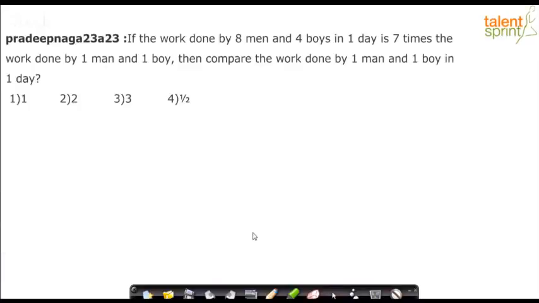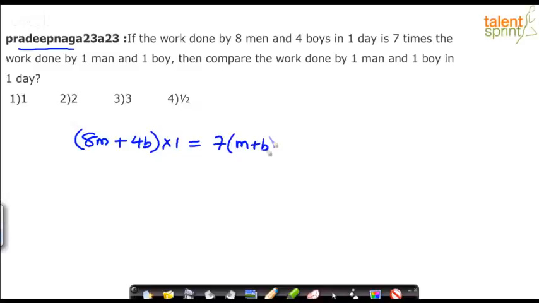Next one. If the work done by 8 men and 4 boys in one day is 7 times the work done by 1 man and 1 boy, then compare the... Pradeep, I don't understand why you are getting stuck in such questions. I mean, we have already solved one such question for you, right? 8 men plus 4 boys, the work done by them in one day is 7 times the work done by 1 man and 1 boy. Then compare the work done by 1 man and 1 boy. What is it? 8m minus 7m is equal to 7b minus 4b, 3b. So m by b equals 3.